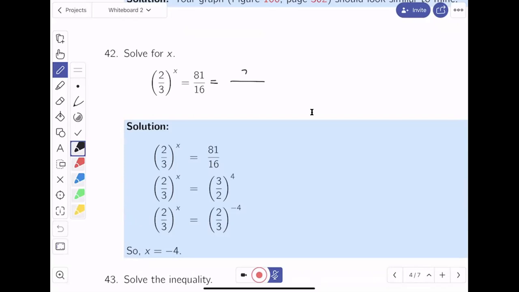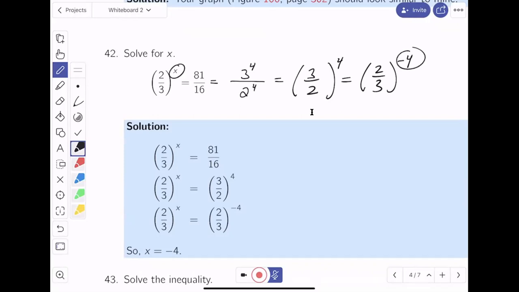What would that be? 3. It's going to be 3 times 3 times 3 times 3, 3 to the 4th, right? And then what do you get? You get 16, which would be 2 to the 4th. And what would that be? That would be 3 halves to the 4th power. I'm getting warm. And this is going to be 2/3 to the minus 4. Now I'm starting to see it. What am I seeing? X is minus 4. All right, relatively simple, right?